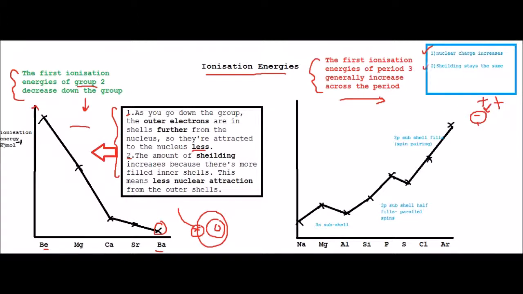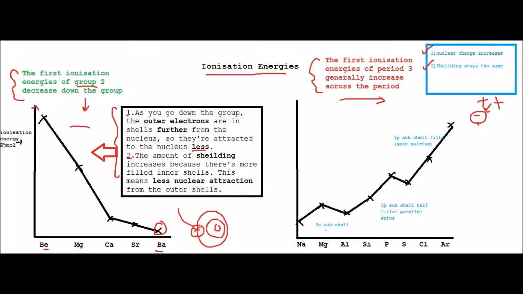And the second fact to note is that shielding stays the same, or you can say shielding is similar, and that basically means that there is not really a shielding effect that is affecting the ionisation energies. It pretty much stays quite similar across the period, and so it doesn't really have that much of an effect on the ionisation energies.